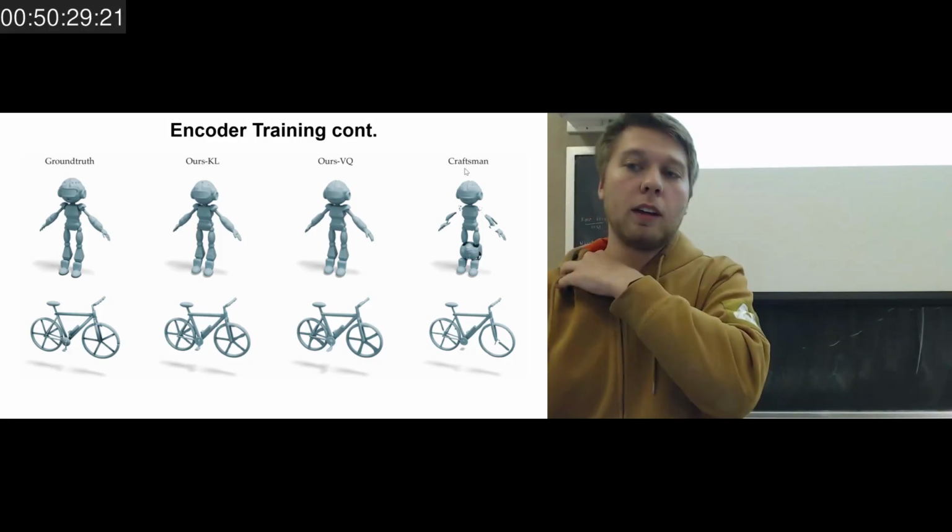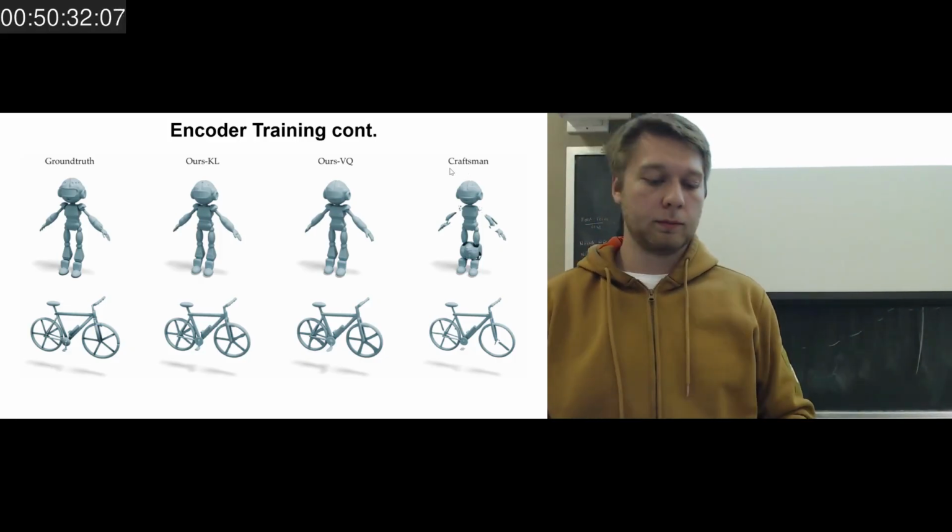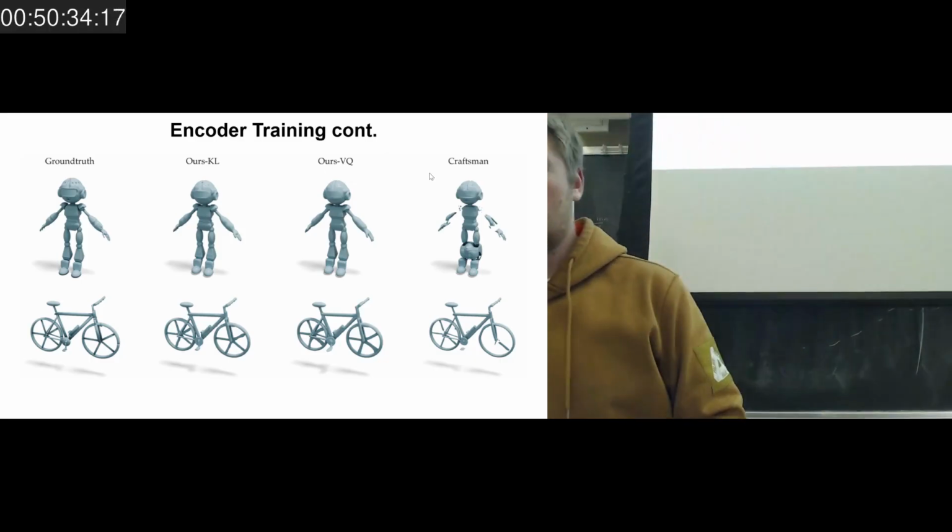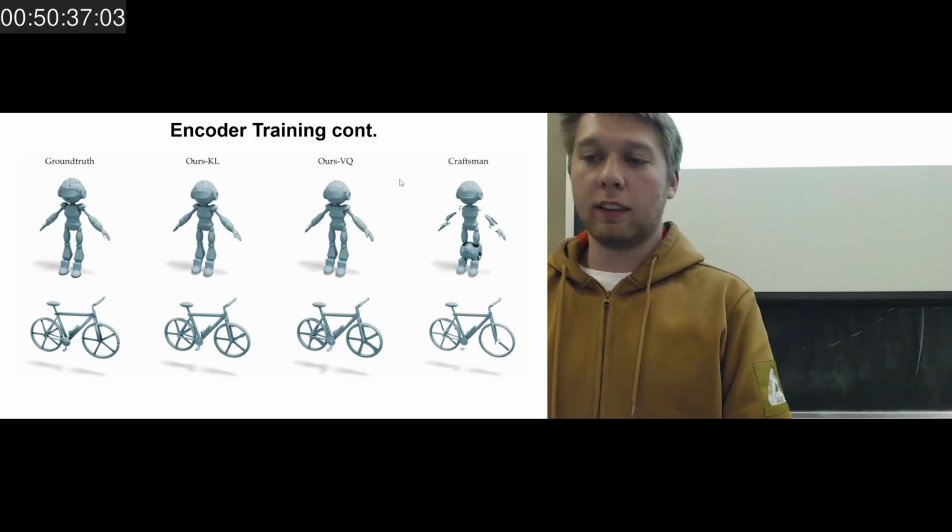So while you lose some detail creating the shape tokens, you're able to enhance the capabilities of the actual model itself. And then Craftsman is another model throughout the paper that they compare all the results with. So this is obviously its old thing, not that great.